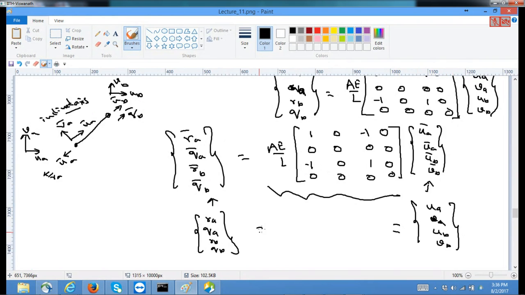What is this new K? What is this I want to find out? If I have that, then I can use the same thing to handle any given inclined member. To do that, let me rewrite it in this easiest form.